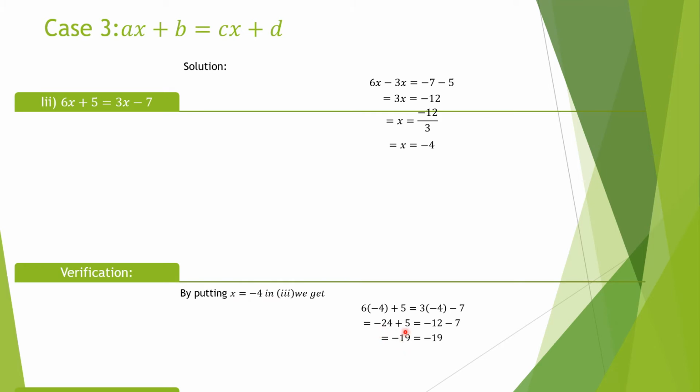They are different signs, so the terms will be subtracted. 24 minus 5 is 19, but the sign of the greater term is minus. Now 3 into minus 4 is minus 12. Minus 12 minus 7 is minus 19. So right hand side is equal to left hand side. This equation is verified.